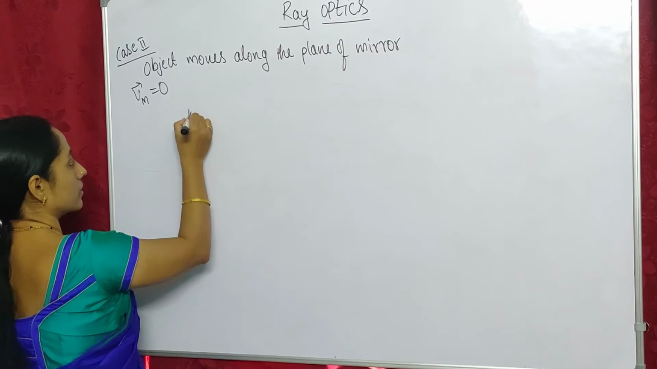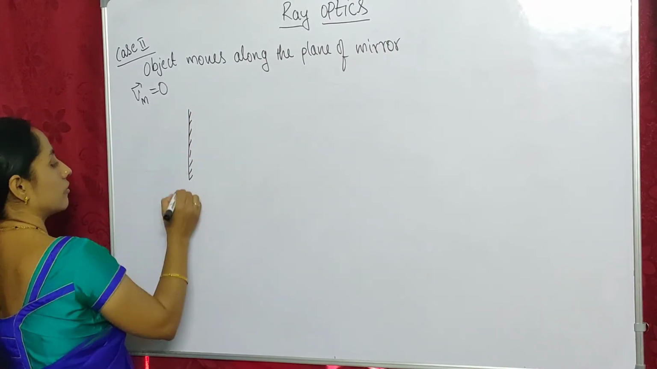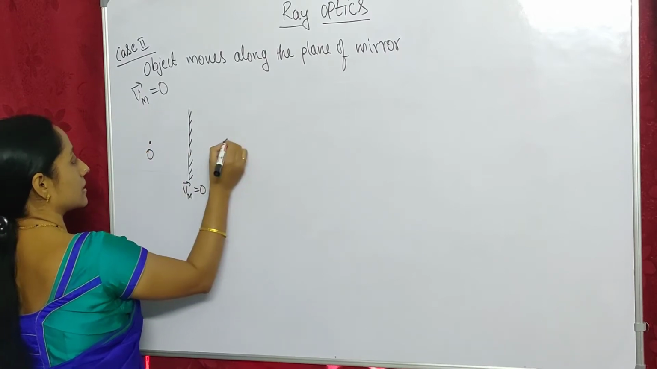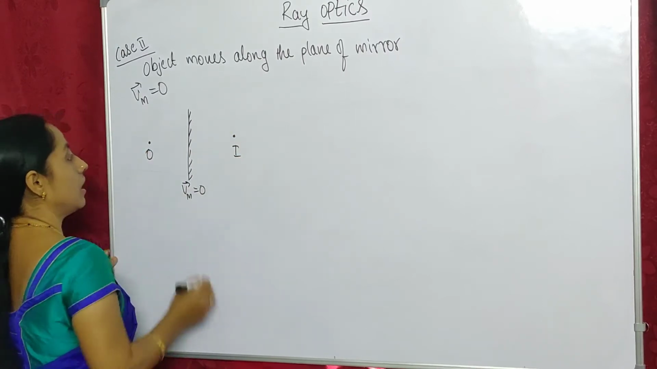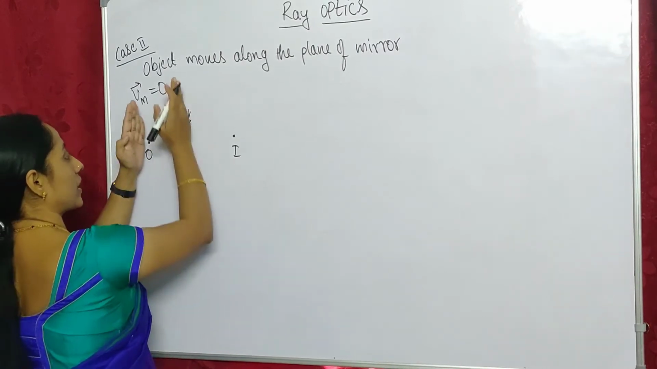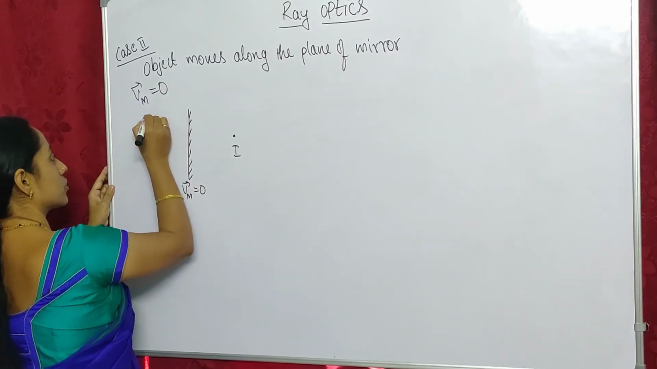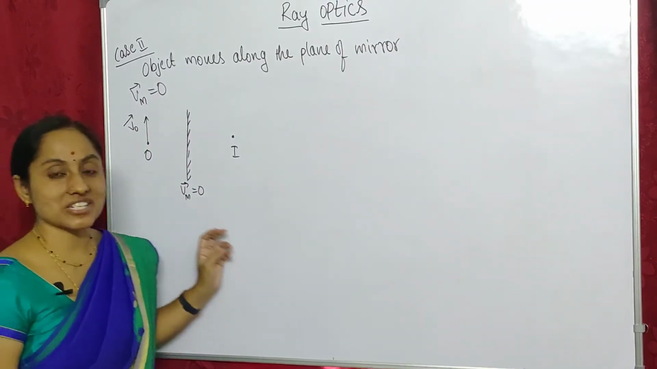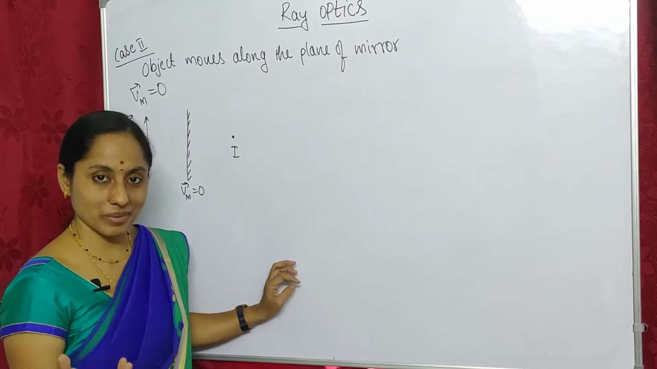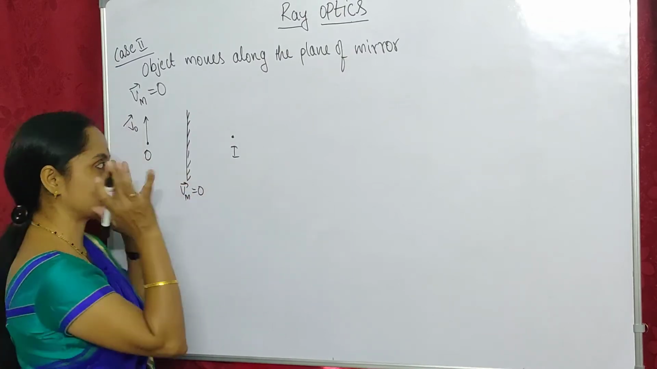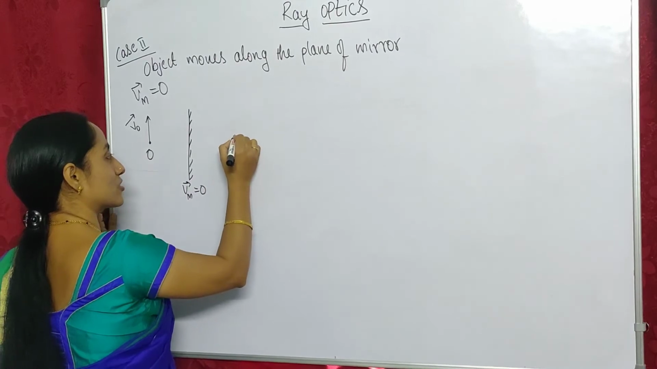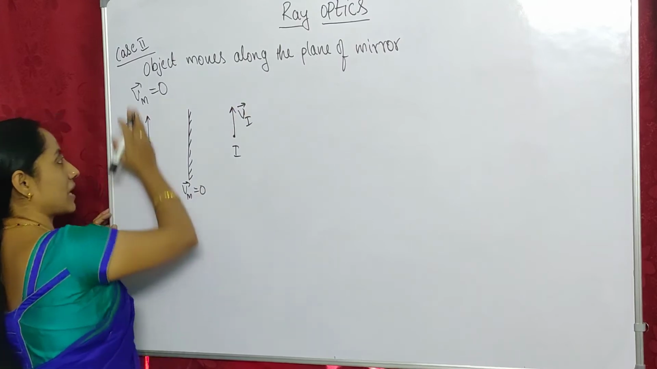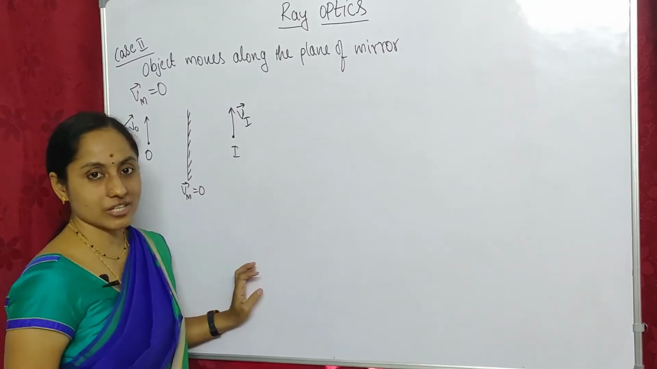Let us draw a mirror. The velocity of the mirror is 0. There is an object, and there is an image at the same distance. Now the object is moving along the plane of the mirror. This is the direction of Vo bar. In which direction does the image move? We are not watching any horror movie, this is reality. The image also moves in the same direction as the object.